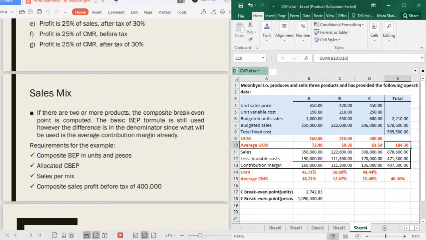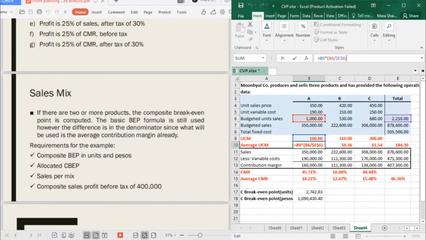So, given the following data, diba, you can get the UCM per product. So, ano siya? 160, 210, and 200. So, you have the following UCM per product. Now, how do you get the average UCM? You get the average UCM by, here as you can see, multiplying the UCM of the product by its sales mix ratio. Now, what is its sales mix ratio? So, ayaha is ang ratio sa imuhang sales. So, in this case, ang ihang ratio is your budgeted sales in units. Kay unit man natong gikuan. So, sa units ta mong tanaw.